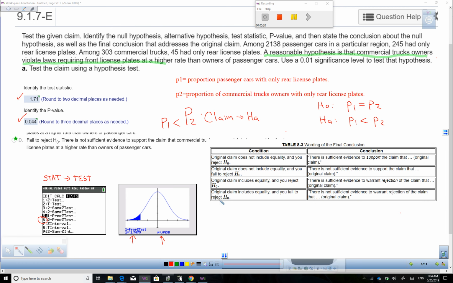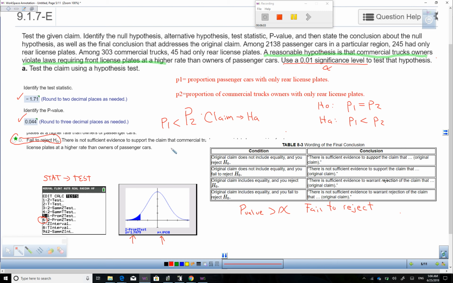The next part is writing the conclusion, and in this case the p-value, which is 0.044, is greater than alpha, which is the significance level. This is alpha. So when the p-value is greater than alpha, we fail to reject. Okay, we fail to reject. And that's why the correct choice is this one.